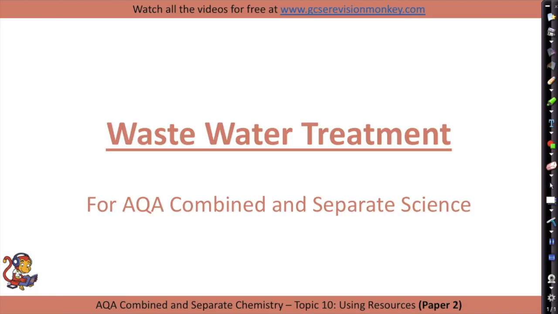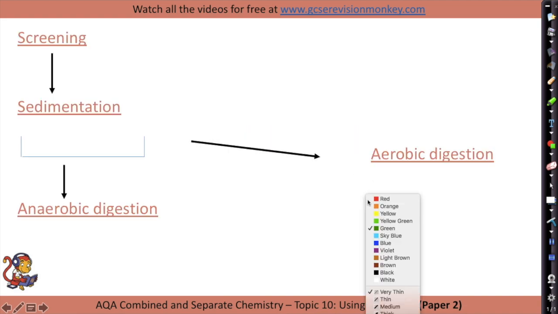The final topic for paper 2 in chemistry is all about how we treat wastewater. We said previously that humans have a massive impact on the environment through their pollution of the land, air and the water. And humans produce a massive amount of wastewater that needs to be treated before it can go back into the water cycle, into the rivers, for example.